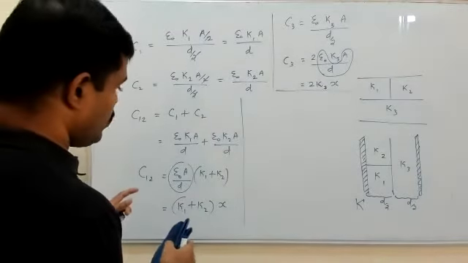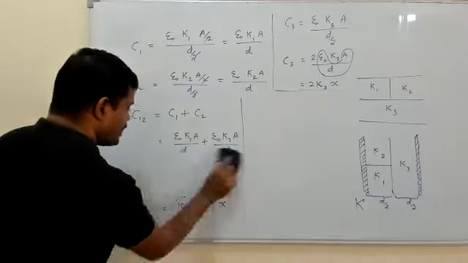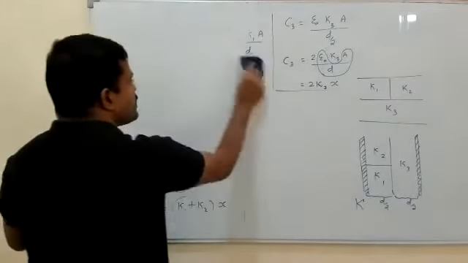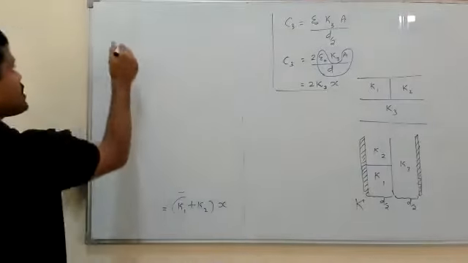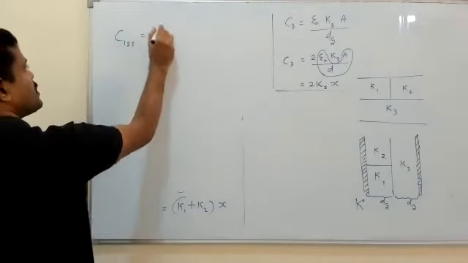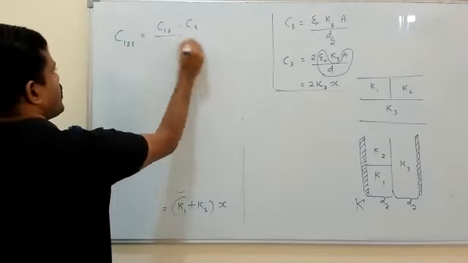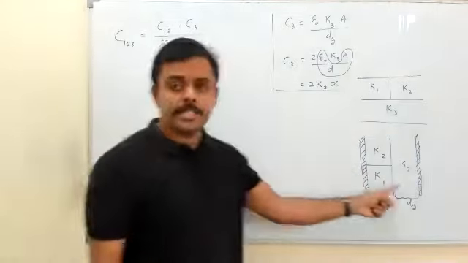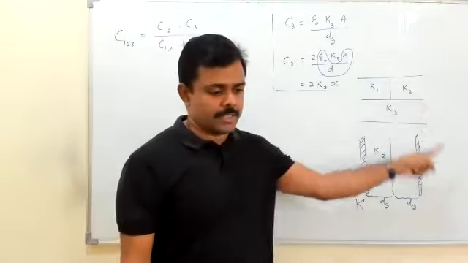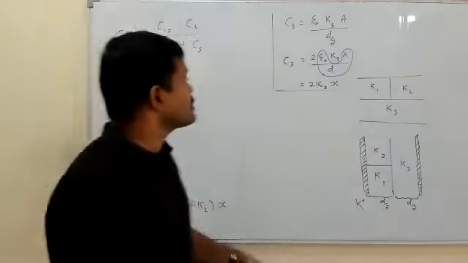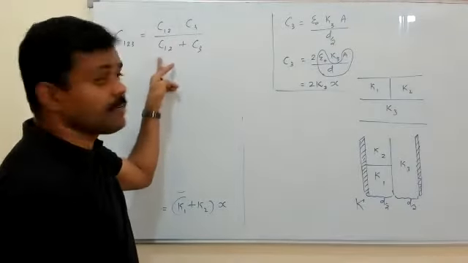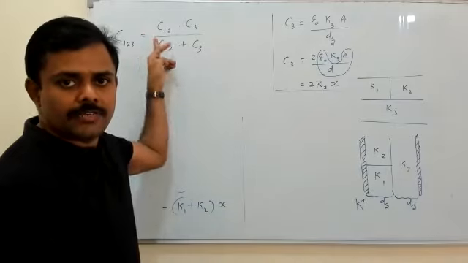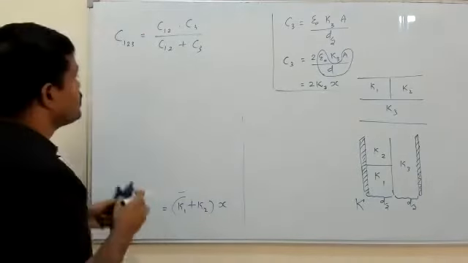Right. Then, okay. So I have done C12, I have done C3. Now you can find C123. C123 means C12 into C3 by C12 plus C3. C123 means the whole capacitance, just like C1 C2 by C1 plus C2, right? So I'm putting the value.